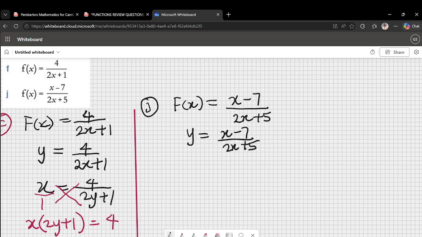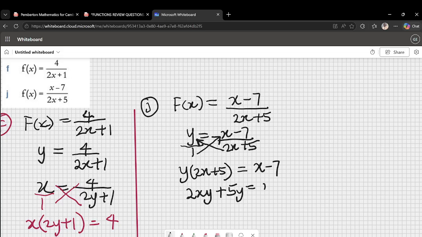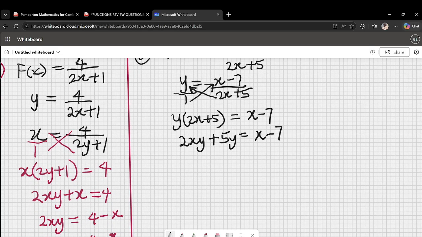Then rearrange the function, I can cross multiply this one over y over 1. So this will be y multiplied by 2x plus 5. Remember, this we multiply this, and this we multiply this. So this will be equal to 1 times that, which gives us the same thing. So this is going to give us 2xy, opening the bracket, 5 times y will give us 5y. This will be equal to x minus 7.